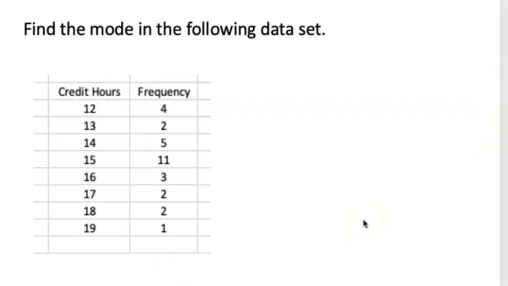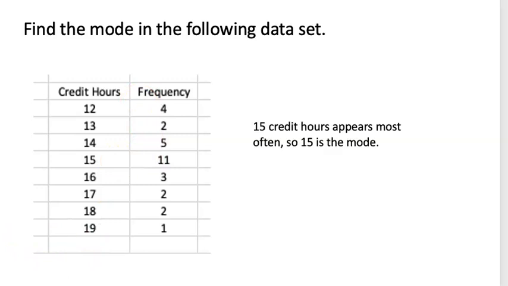So here is our credit hour data set. Which number occurred most often? Well, 15 hours occurred 11 times. So that's your mode. That occurred far more than anything else. So in that situation, we say that 15 is the mode.